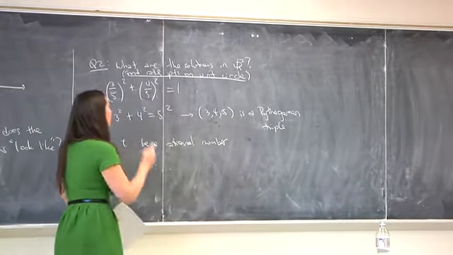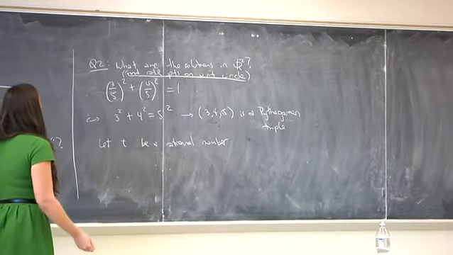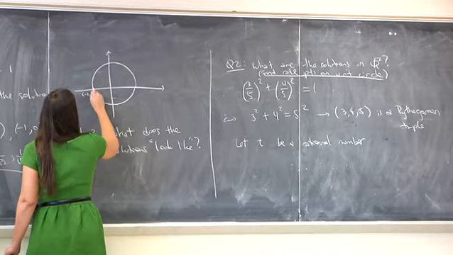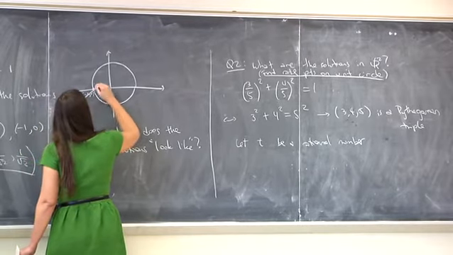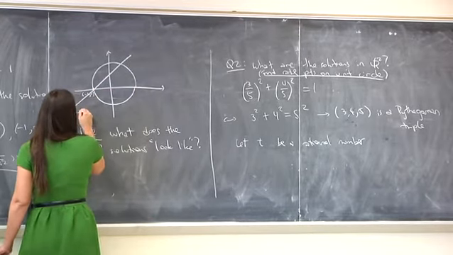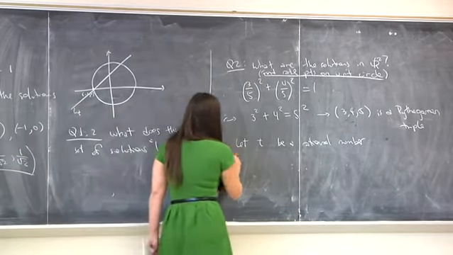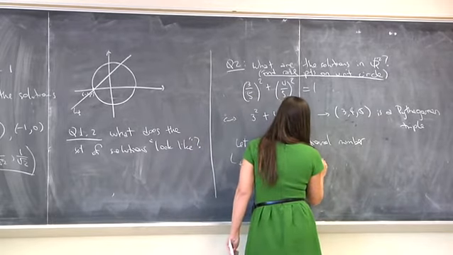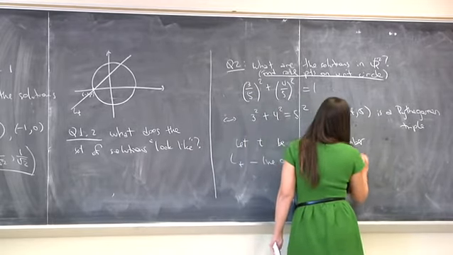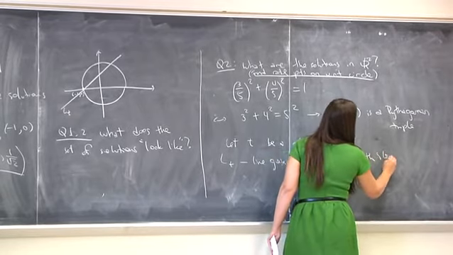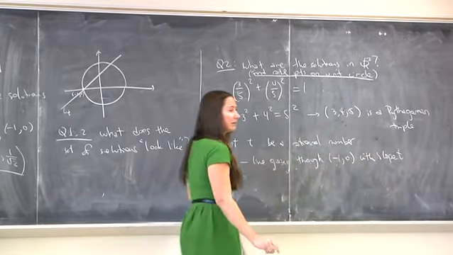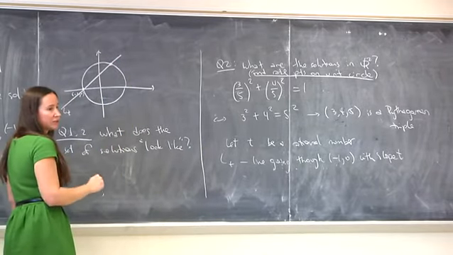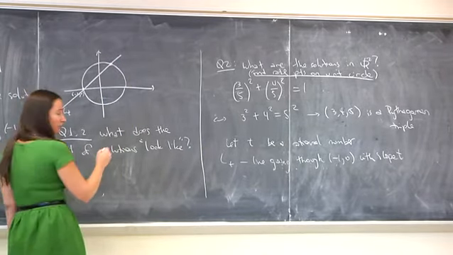So it's a number in Q. Okay? I'm going to draw a line. So this is the point -1, 0. I'm going to draw a line that goes through this point, so L_t, that has slope t. Line going through -1, 0 with slope t. Okay? And so this has to intersect the circle at another point. Do you guys agree with that?